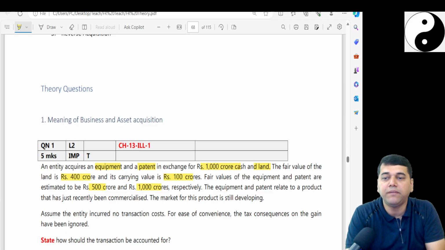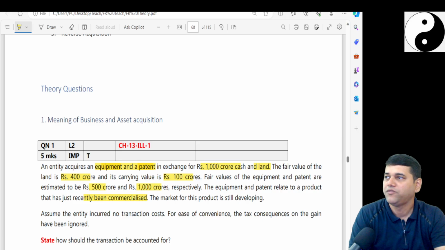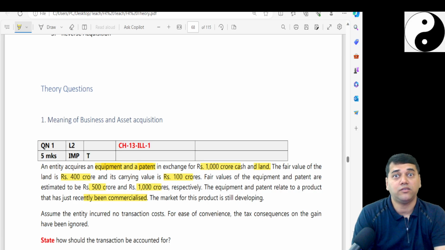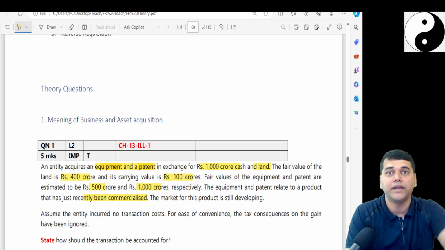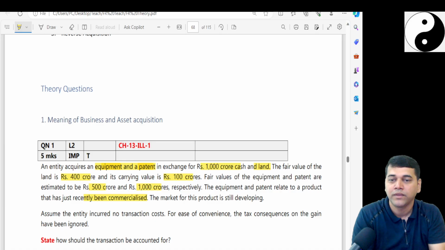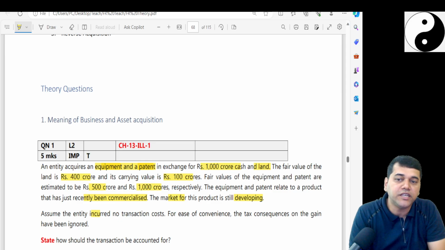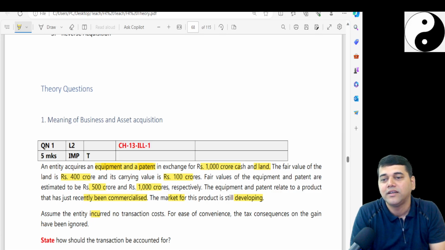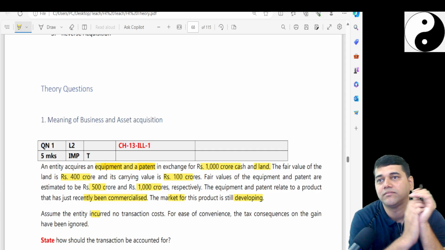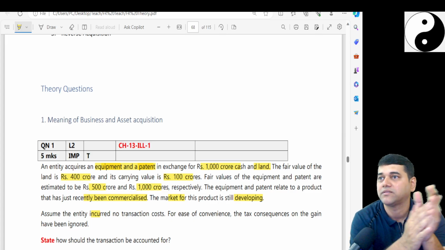The equipment and patent relate to a product that has recently been commercialized. Now, equipment and patent, no, some recent launch has happened. We don't know how it's going to go, but somebody thought that, okay, this equipment and patent can be worth something in upcoming days. So immediately they went and acquired it. The patent and equipment has been acquired. Now this market is still developing. Assume the entity incurred no transaction cost for ease of convenience, tax consequences also ignored. State how this transaction should be accounted. Okay, it should be asset acquisition because we don't see any business there. It's not commercialized, yes.